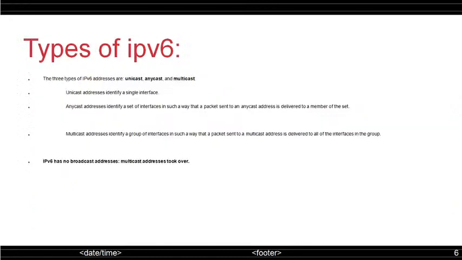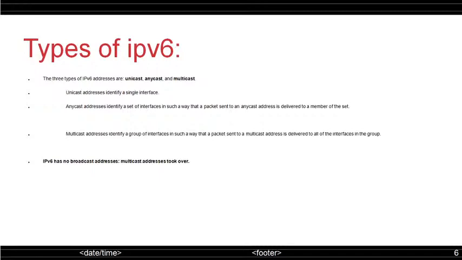Okay, now let's get to types of IPv6. So we know that in IPv4 we see unicast, broadcast, and everything. But in IPv6 there is unicast, anycast, and multicast. So what is unicast? Unicast addresses identify a single interface. Okay, only a single interface. If I want to send some data, it will only go to a single interface. Okay. Now let's come to Anycast. Anycast addresses identify a set of interfaces in such a way that a packet sent to an Anycast address is delivered to a member of the set.